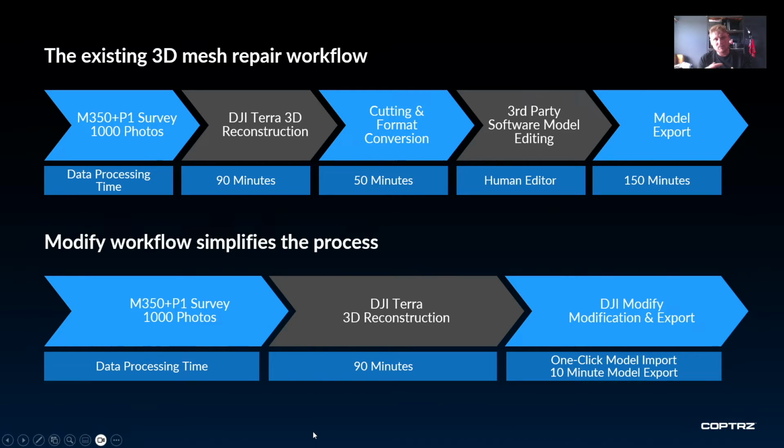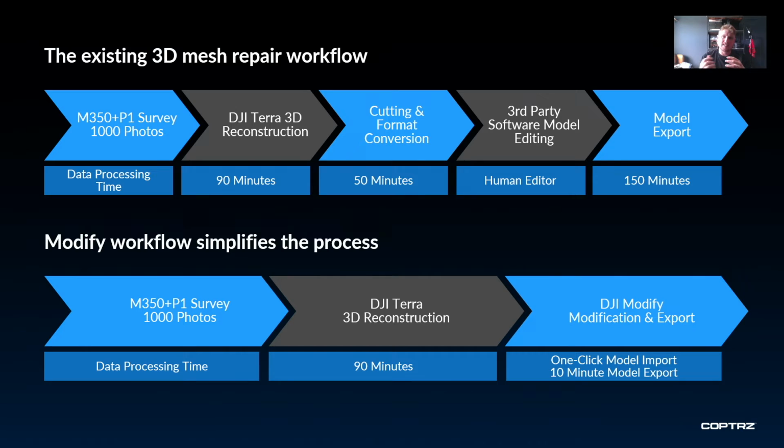So this is the current methodology, without using DJI Modify. We'll go onto site and use, let's say, an M350 with a P1 camera and collect 1,000 images. Once we've collected that data from the P1, we'll take the SD card out and import it into DJI Terra and complete our 3D reconstruction with the point cloud and the OBJ mesh. That can take around an hour and a half.